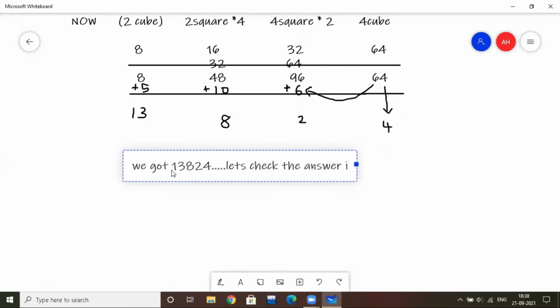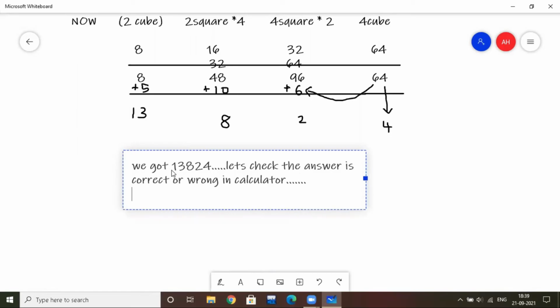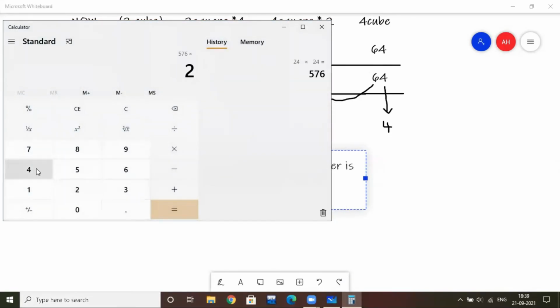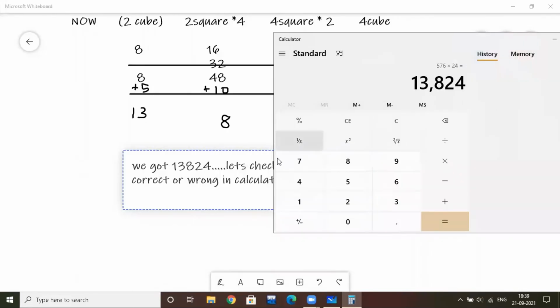Let's take a calculator. Yeah, 13824. Yes, we got the right answer.